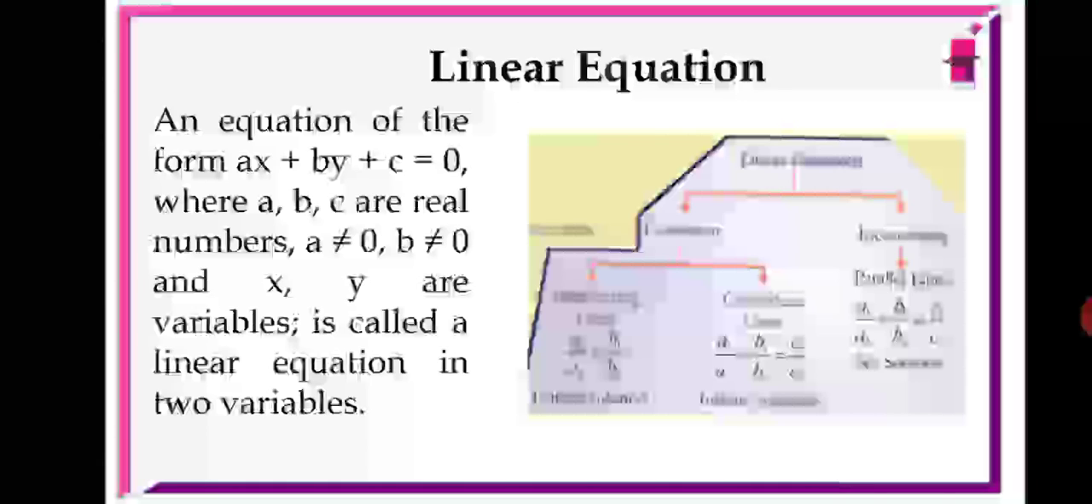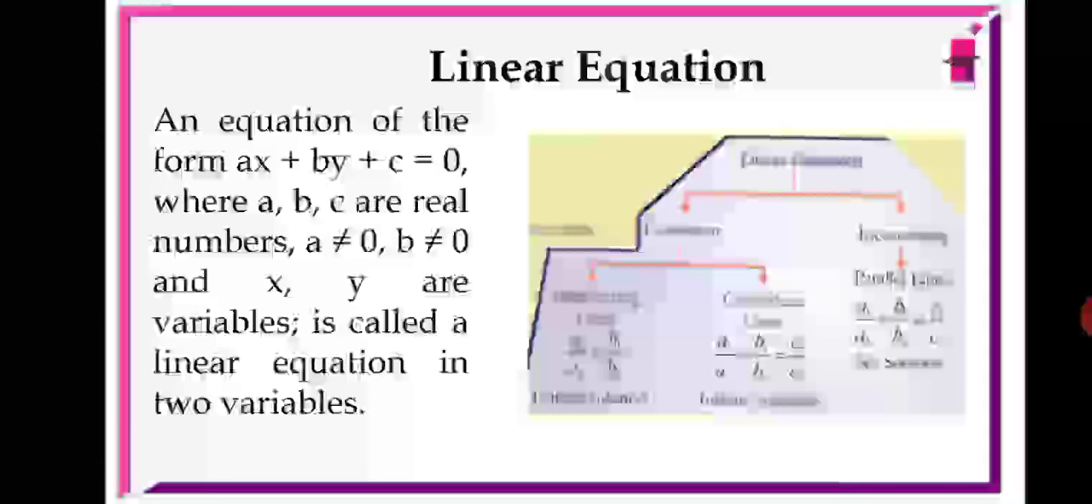What is a linear equation? An equation of the form ax plus by plus c equal to 0, where a, b, c are real numbers, a is not equal to 0 and b is not equal to 0, and x, y are variables, is called a linear equation in two variables. You can see the consistency of linear equations.